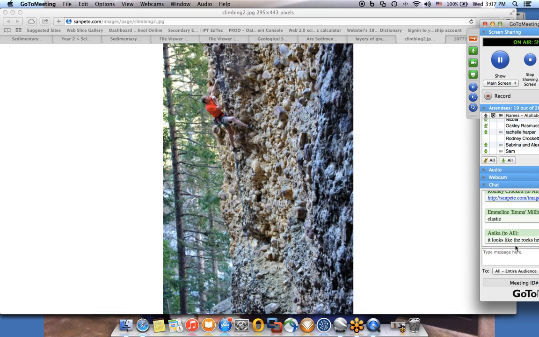So Annika says it looks like the rocks here. All right, so it seems that the rocks that you have there in La Paz are probably also this type of conglomerate sedimentary rocks, that they are cemented together. So the breaking apart is the process of erosion and weathering, and then the cementation is what makes the sedimentary rocks stick together. Okay, let me finish.